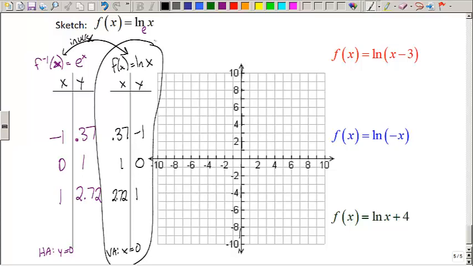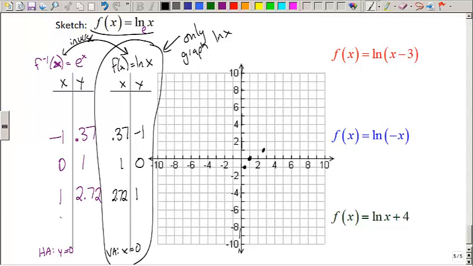Only graph the ln x function, because that's what I was asked to do. I was never asked to graph e to the x. I only used that e to the x information to get my points. I was being just a little bit sneaky and getting the information I needed without doing too much effort.